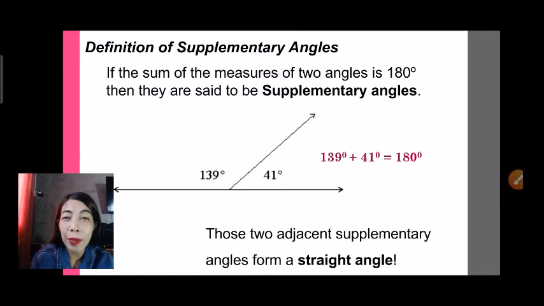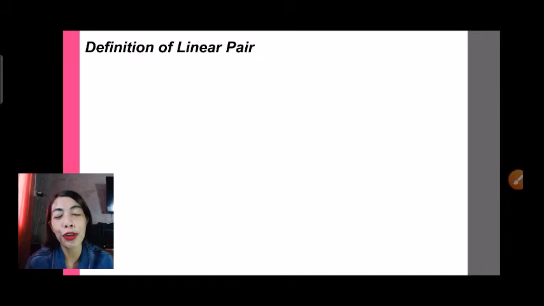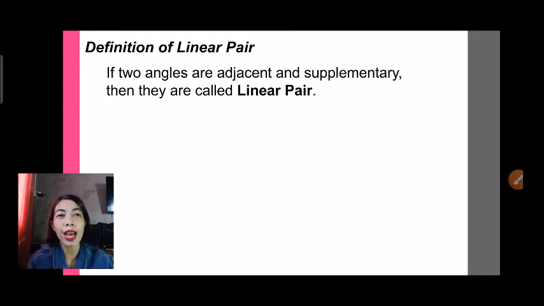Sa complementary, pag pinagdikit mo ang dalawang angles niya, nakakabuo ka ng right angle. Pag naman supplementary angles, ang palatandaan mo, ang mabubuo mo ay straight angle. Okay? Remember, in the complementary, the sum of the measures of the two angles is 90 degrees. While in the supplementary, the sum of the measures of two angles is 180 degrees. Another definition of angle pair is the linear pair. Linear pair, if two angles are adjacent and supplementary, then they are called linear pair.